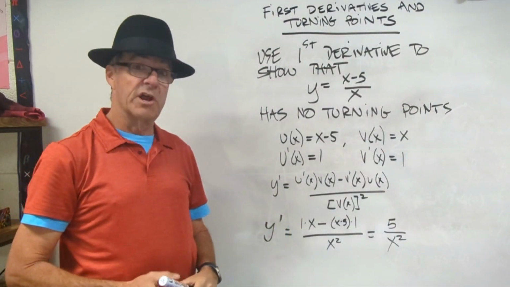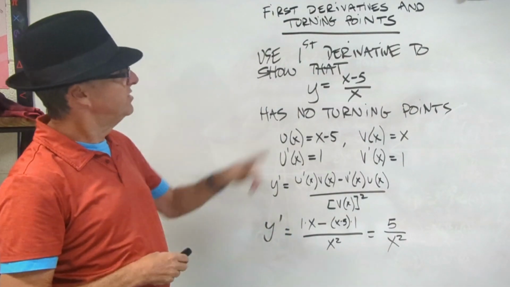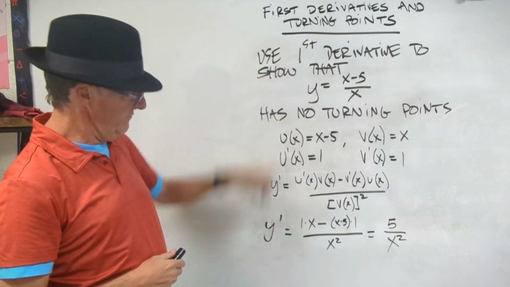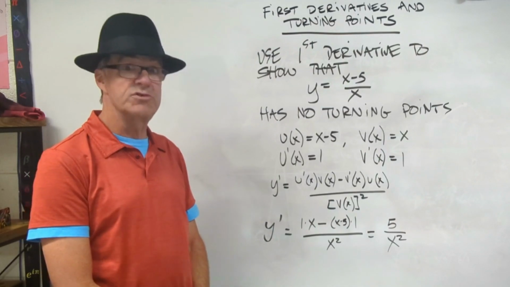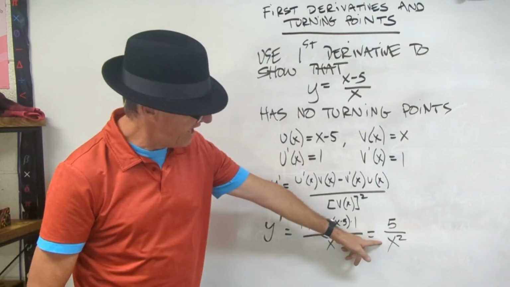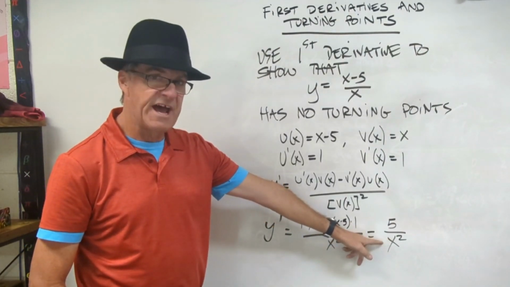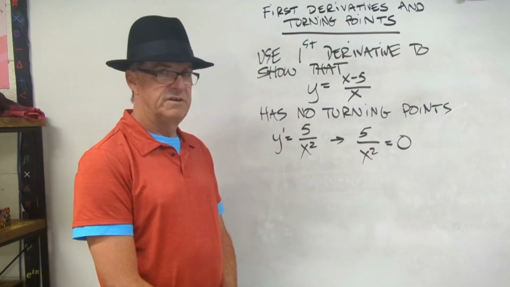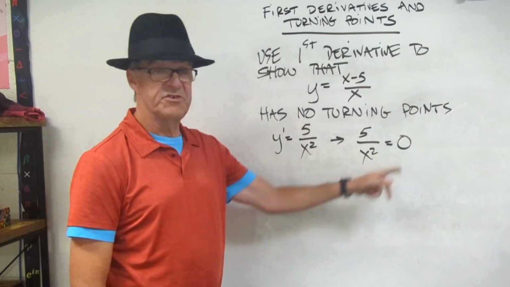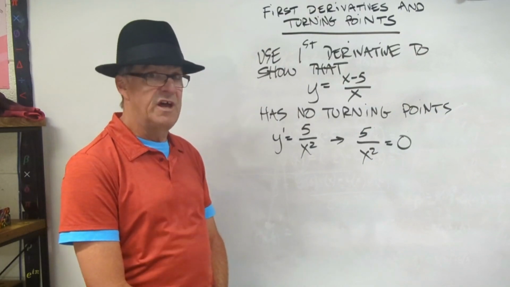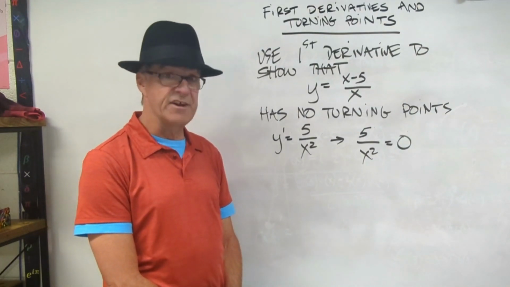So now we're going to move on. Remember the prompt: use the first derivative, which is what we just found there, to show why this function has no turning points. So take a look at that. Figure out why it has no turning points and come back. So check this out. 5 over x squared equal to 0. Solve for x. The truth is, there is no solution to that equation.